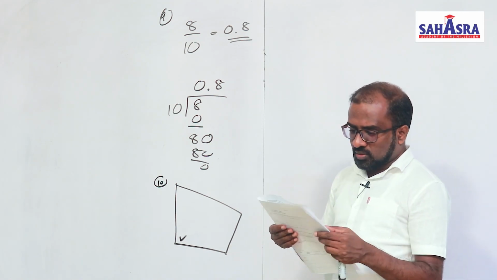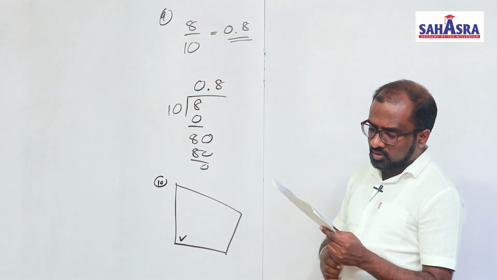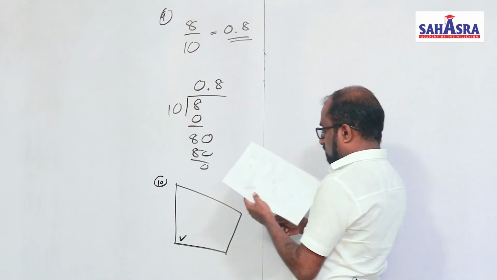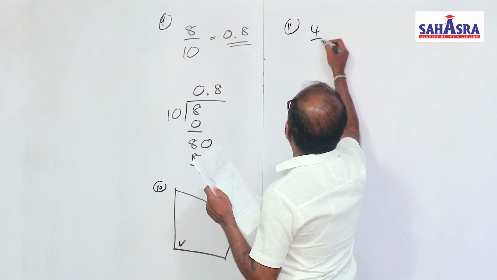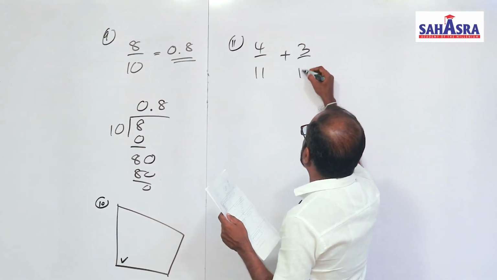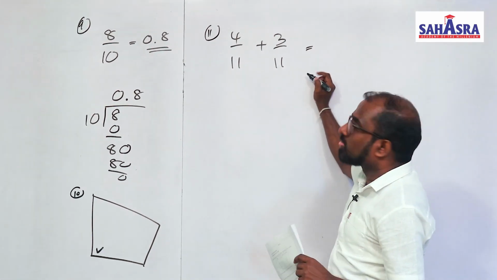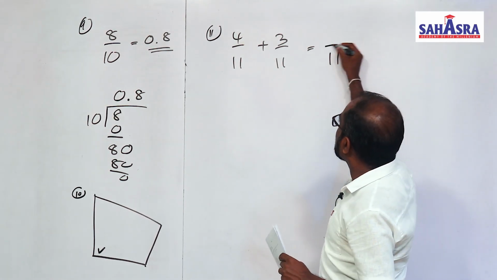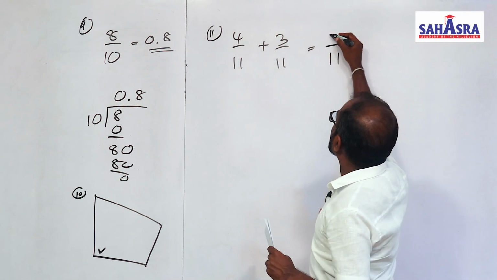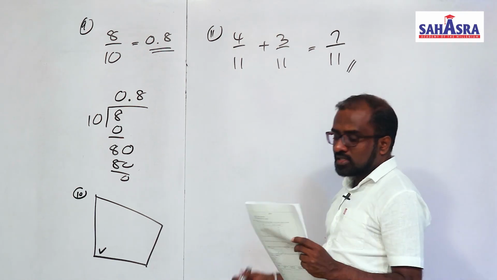Okay, children, we'll move to question number 11. A very simple fraction, addition of fraction. 4/11 plus 3/11. So, what is the answer, children? Denominator is same. So, denominator does not change. 4 plus 3, 7/11 is the answer.